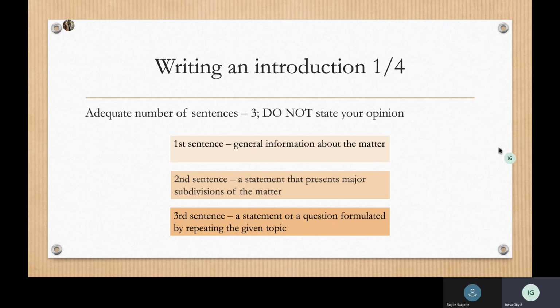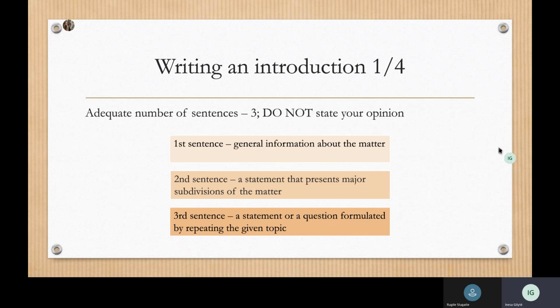So if we take a look at the structure of the introduction, we see that there are 3 sentences that are presented in a concept of funnel that was presented by Rugile previously. So in the first sentence, you state general information about the matter. You start with something like nowadays or in this modern world and so on, just really general information.